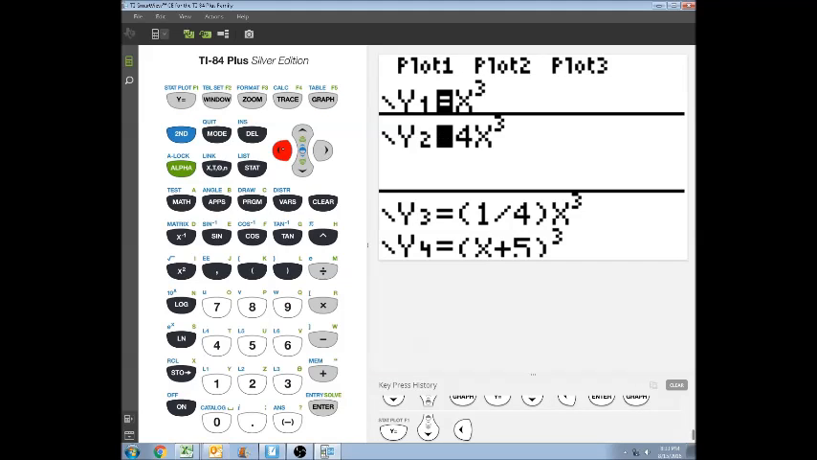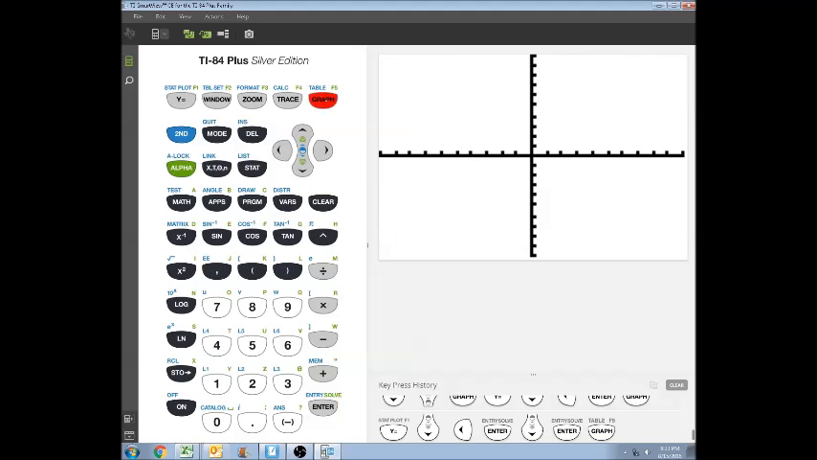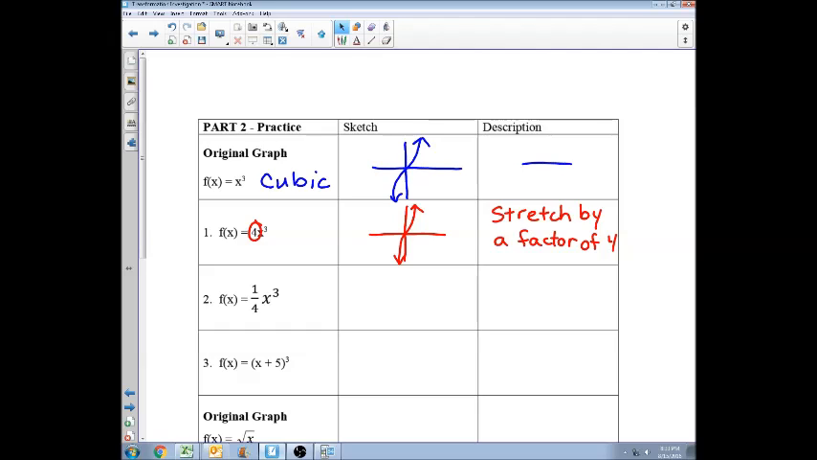So I'm going to deactivate this one and reactivate the 1/4 times x raised to the third power. This should, if you remember from the other side, shrink our graph or make it open wider. And again, as you can see, it does in fact do so. So we're going to go ahead and sketch that. It should be wider than the original graph.